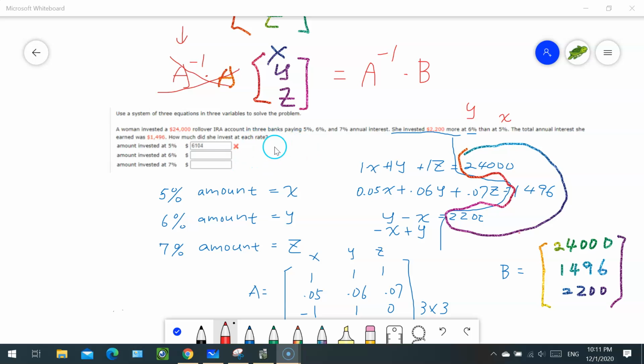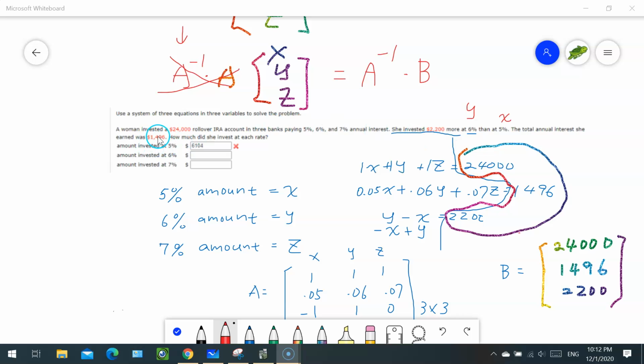So in this question, we have three unknowns. I let the 5% investment amount be X, the 6% be Y, and the 7% be Z. With three unknowns, you need at least three equations in order to solve for X, Y, Z, if there's a particular solution. So we write down the first equation from the information in the question. She invested $24,000 across all three investments, so X plus Y plus Z equals 24,000.